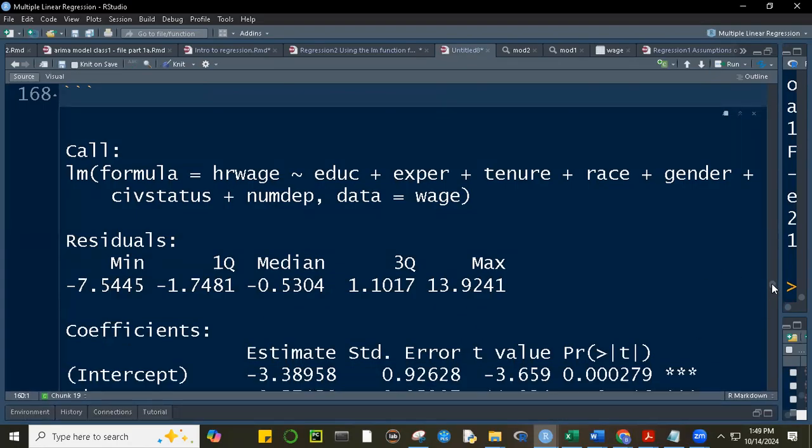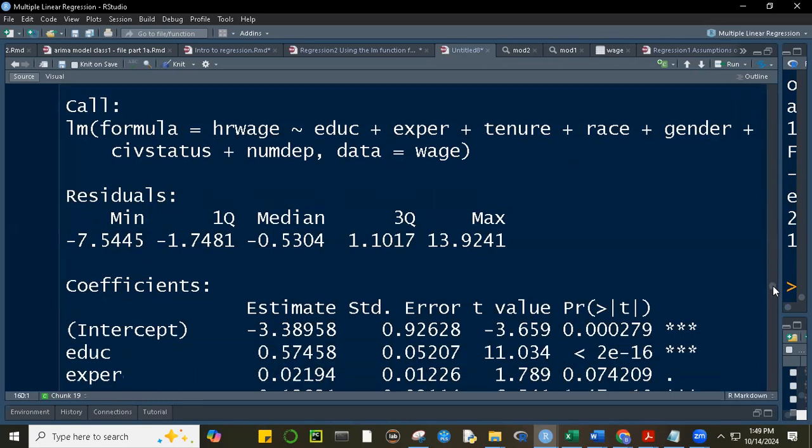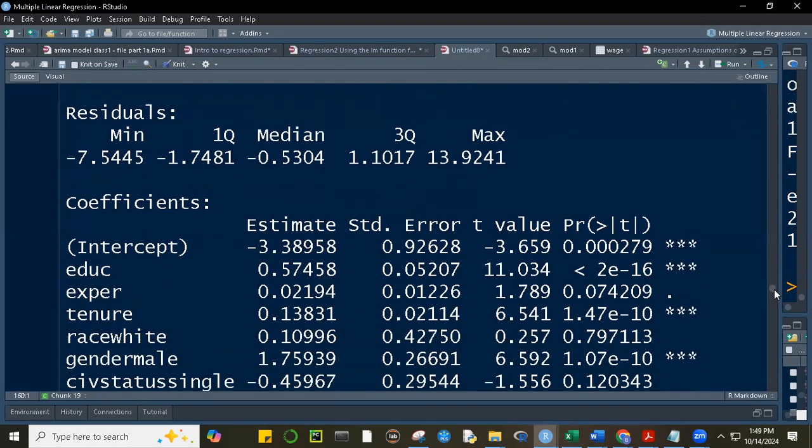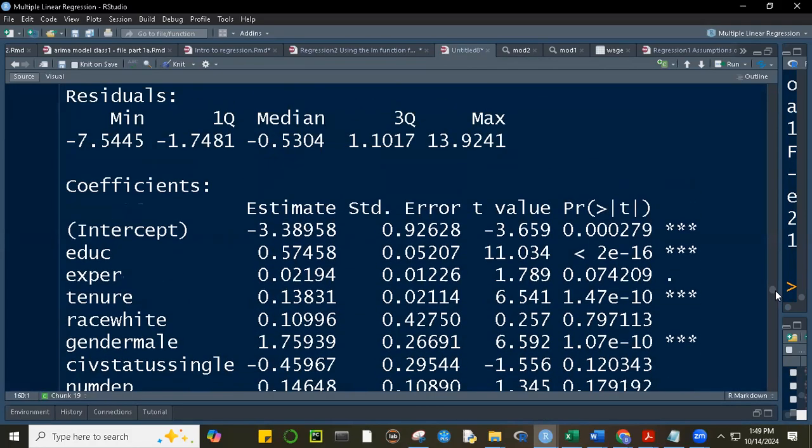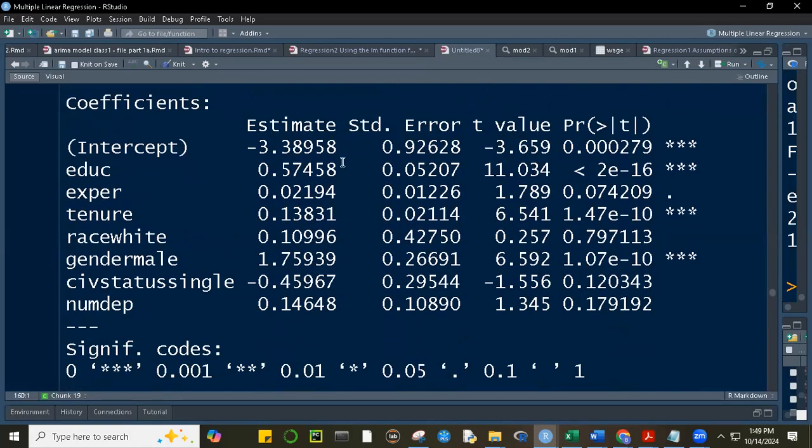All right, so let's take a look at this class. So once again, you have the call here. This is our formula. This is the residuals, descriptive statistics. Okay, notice class, kanina 16, di ba yung maximum na residuals? Ito lumiit, 13.91. Okay, now let's take a look at this first. So intercept, education, experience, these are your predictors, diba? Independent variables.